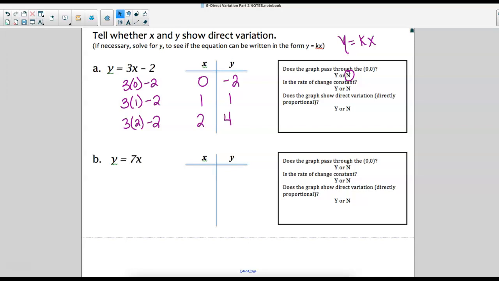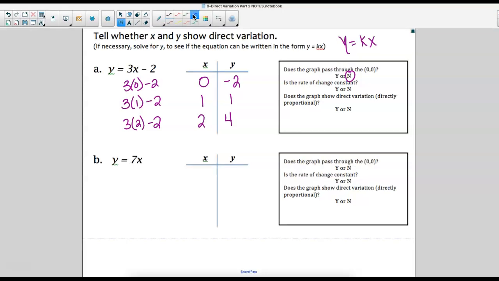Does it show a constant rate of change? What do you think? This goes up by 1, up by 3, up by 1, up by 3. Does it show a constant rate of change? Is it going up by the same thing every time? Absolutely. But is it direct variation? No, because in order to be direct variation, both of these questions have to be yes. And if either one of them is no, it's not direct variation. Okay?